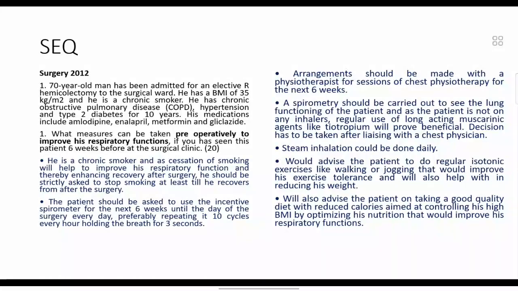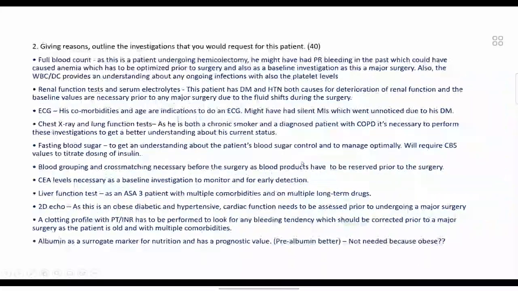We can do the referral, smoking cessation, chest physiotherapy, and if we need, we can go for the lung function test and chest x-ray. So these are the things related to the respiratory system. They have separated this question and asked regarding respiratory function separately. So just mention that.